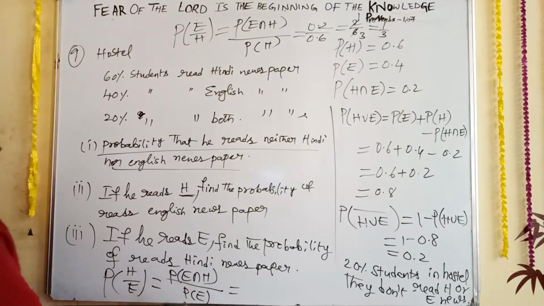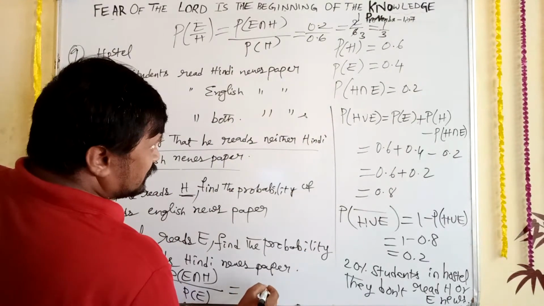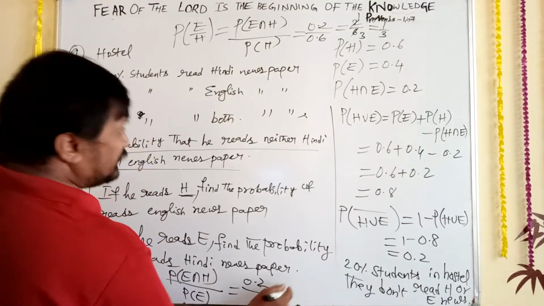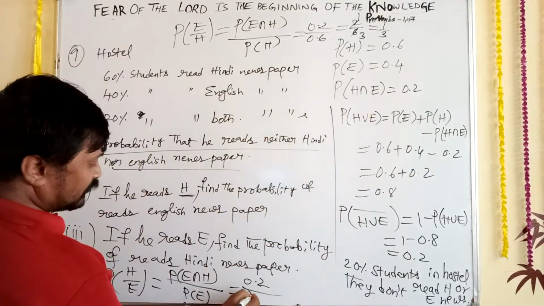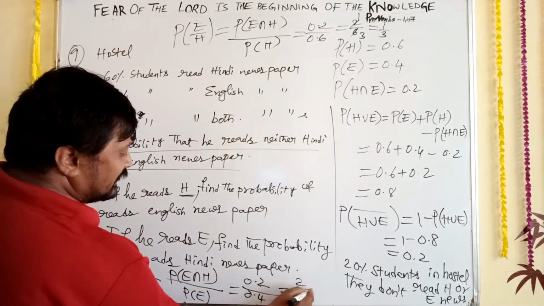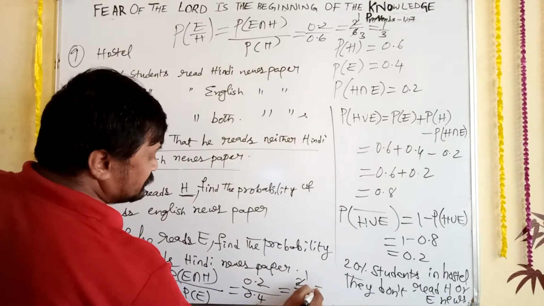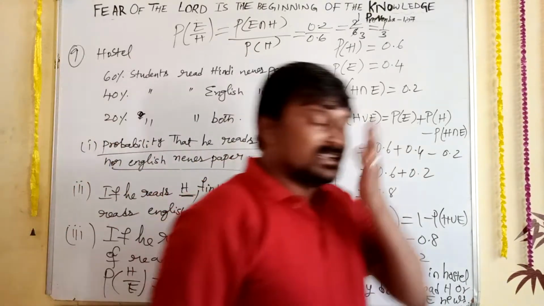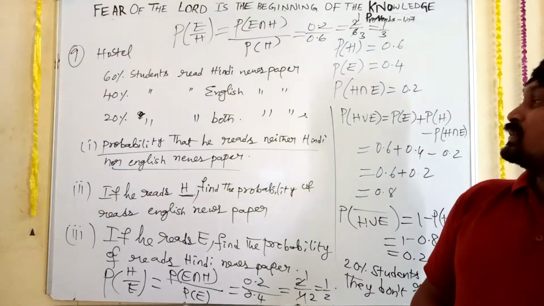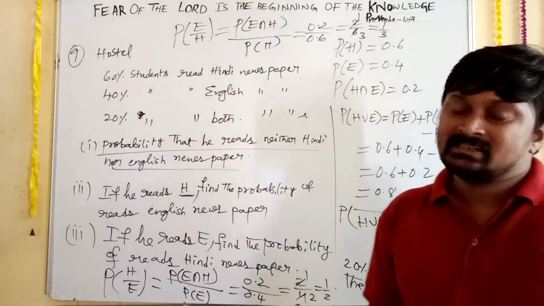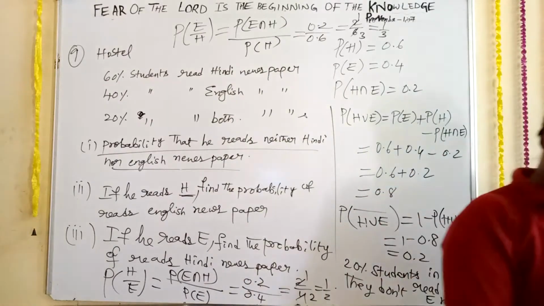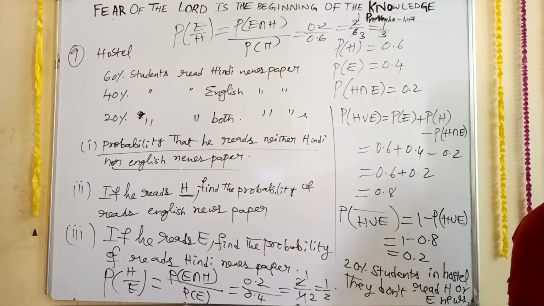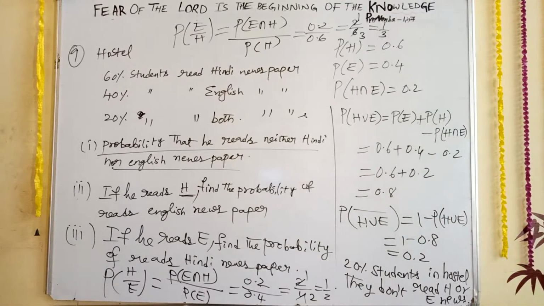Same method here also. 0.2 upon P of E, which is nothing but 0.4. So this multiplied, 2 upon 4, is 1 upon 2. That much only. These are the probabilities. It is very easy, but you just need to concentrate on that. If you know the formulas, it becomes very easy. Otherwise, it becomes very difficult. So that is about your problem number 9.